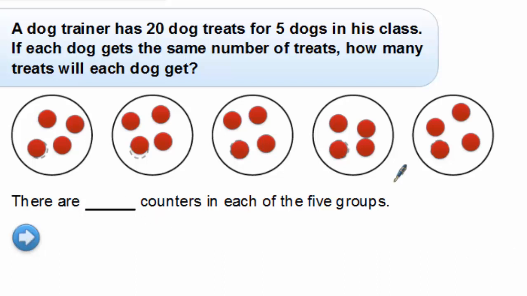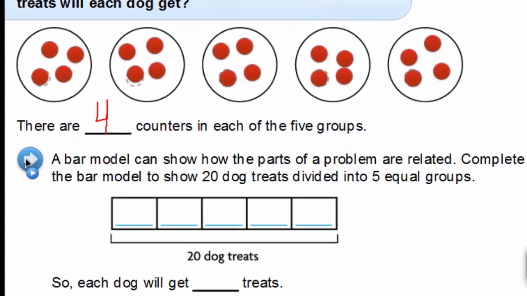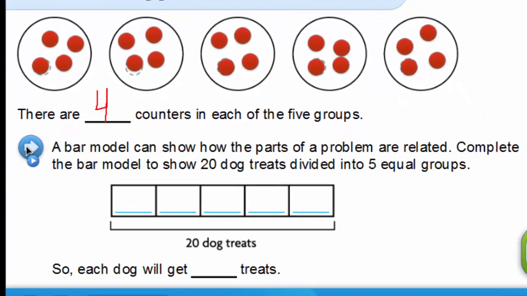How many counters are in each of the 5 groups? Yes, there are 4 counters. 20 divided into 5 equal groups is 4. A bar model can show how the parts of a problem are related. Complete this bar model to show 20 dog treats divided into 5 equal groups. So here we have the total at the bottom. This shows that there's 20 total dog treats.